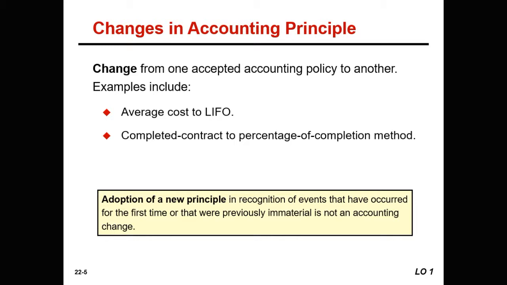The change in an accounting principle is not considered to result from the adoption of a new one in the recognition of events that have occurred for the first time or things that were previously immaterial. An example of this is implementing a credit sales policy when one had not previously existed, which is not considered a change in accounting principle. Also, a change from an accounting principle that is not acceptable to a principle that reflects GAAP is actually considered a correction of an error.